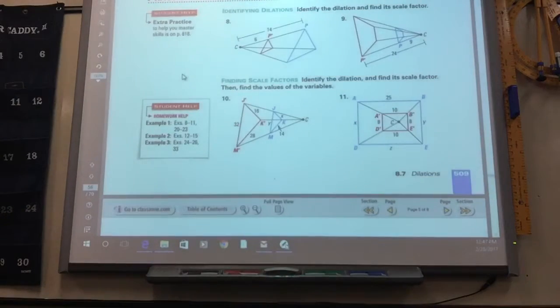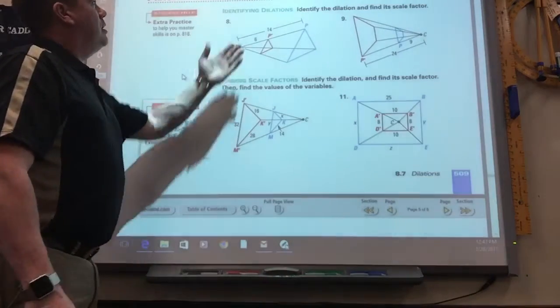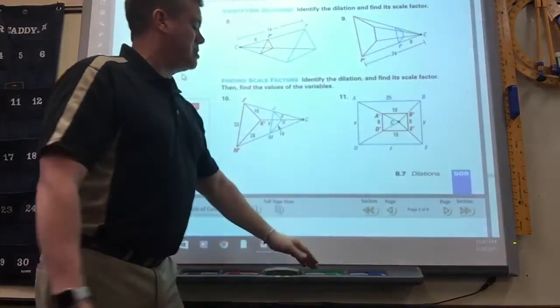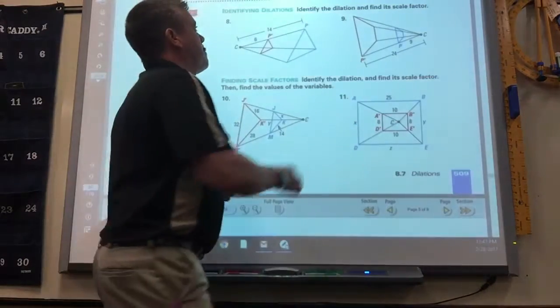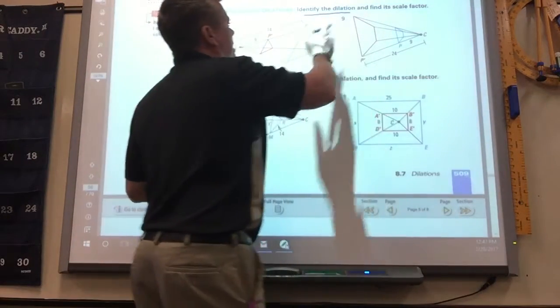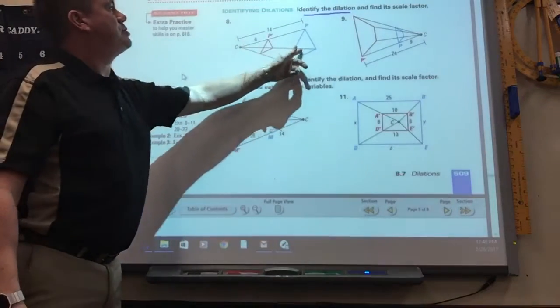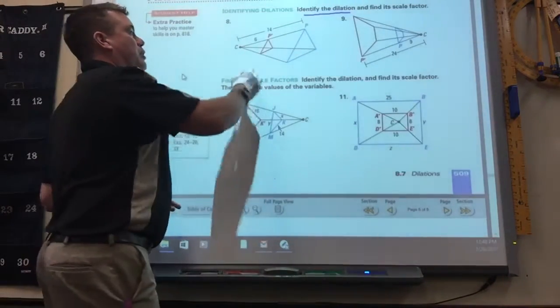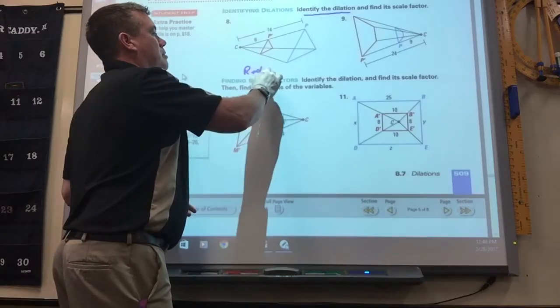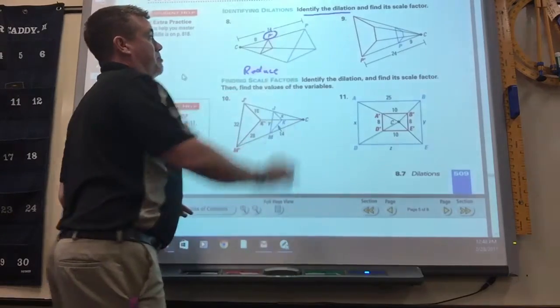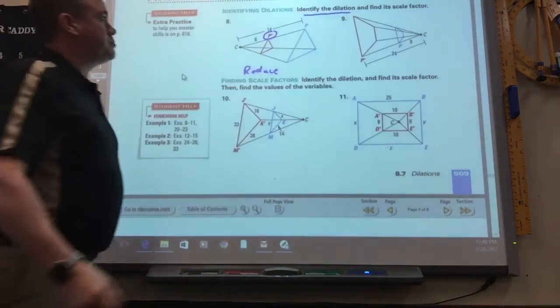Okay, so the first ones are just like the examples we did. Identify the dilation. That means, does it enlarge or reduce? This one reduces because there's the P prime, so that's where it ends up.